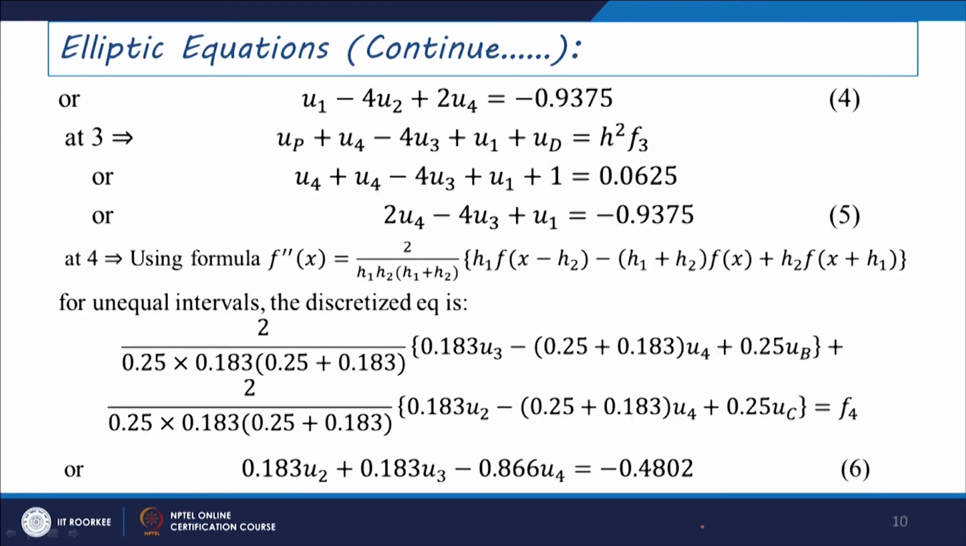Similarly, if you find this point at 3, you can write up, since p is the point along this previous plane. So up plus u4 minus 4 u3 plus u1 plus ud equals h square f3 here. Then if you put all these values, up equals u4 by symmetricity. So u4 plus u4 minus 4 u3 plus u1, and ud along the boundary is defined as u equals 1 there. So this can be written as 2 u4 minus 4 u3 plus u1 equals minus 0.9375 here.